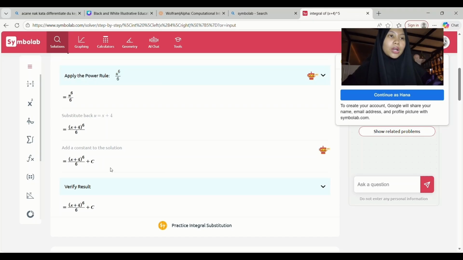So it will become x plus 4 to the power of 6 divided by 6 plus c. And that's the final answer: x plus 4 to the power of 6 divided by 6 plus c.